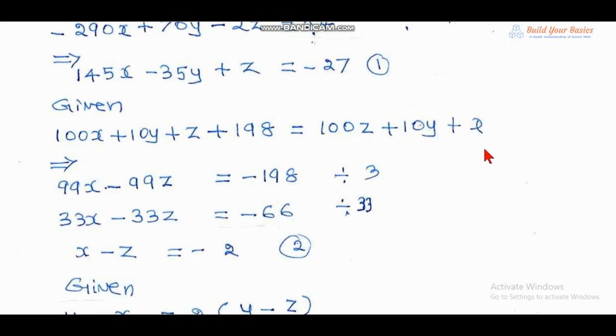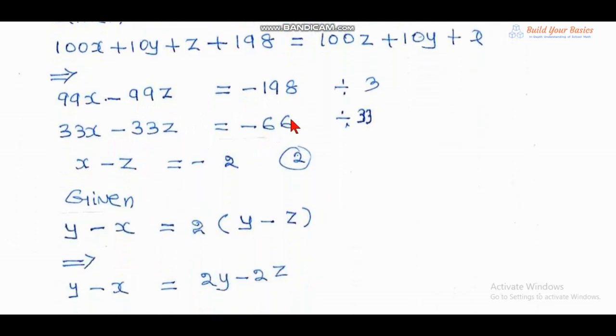So the second statement has been written in the form of an equation. 100x plus 10y plus z plus 198 equal to 100z plus 10y plus x. That is 99x minus 99z equal to minus 198. The numbers are divisible by 3, so divide throughout by 3. 33x minus 33z equal to minus 66. We can divide throughout by 33. So x minus z equal to minus 2. Equation 2.